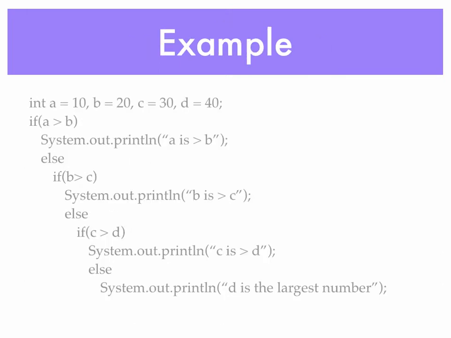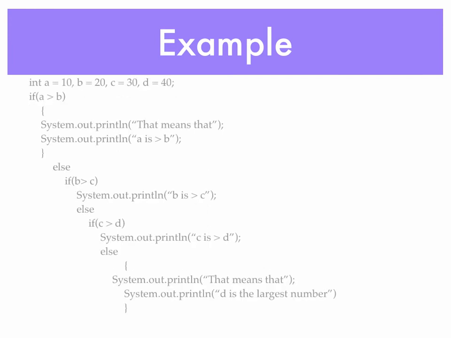And here's an example. I have an int a given a value of 10, b is given a value of 20, c 30, and d 40. If a is greater than b, I will print out "a is greater than b". If it is not, I'll go to my else, and my else is another if statement. I'll test if b is greater than c. If it's true, I'll print out "b is greater than c". If not, I'll go to the else, which gives me another if. If c is greater than d, that's the test I'll execute. If it's true, I'll print out "c is greater than d". If not, I'll go to the final else, and that will print out "d is the largest number".